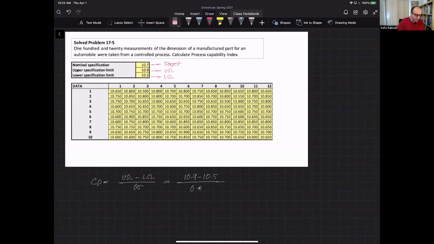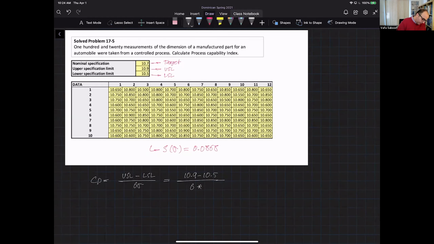So basically, by any means, if you can calculate the standard deviation of all the values, the standard deviation here is calculated to be 0.0868. Okay, standard deviation or sigma is an estimate of 0.0868. So from this old table, I will just plug this in here, 0.0868. And that would give me a process capability of 0.768. Okay, so 0.768, this is less than one, so it's not a capable process.